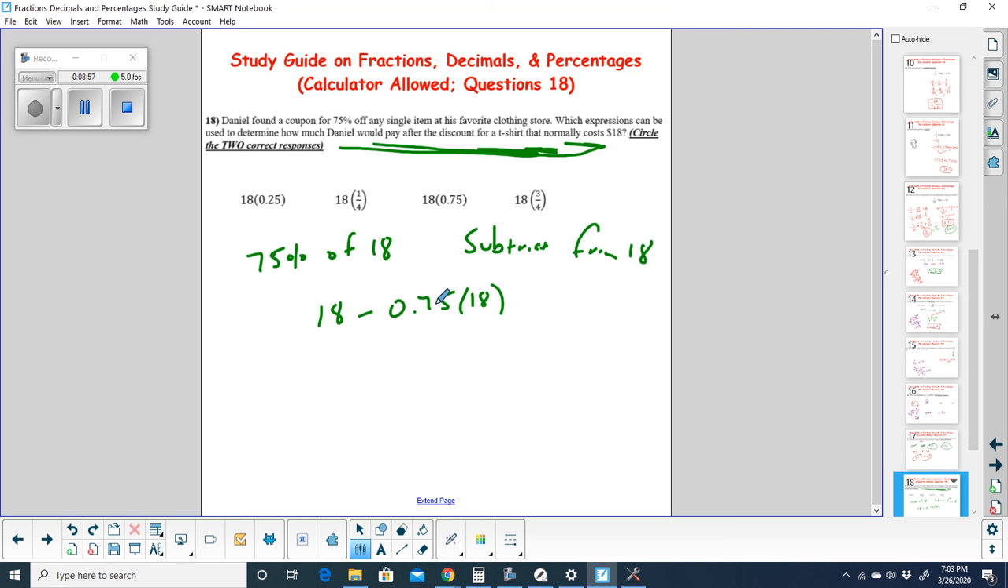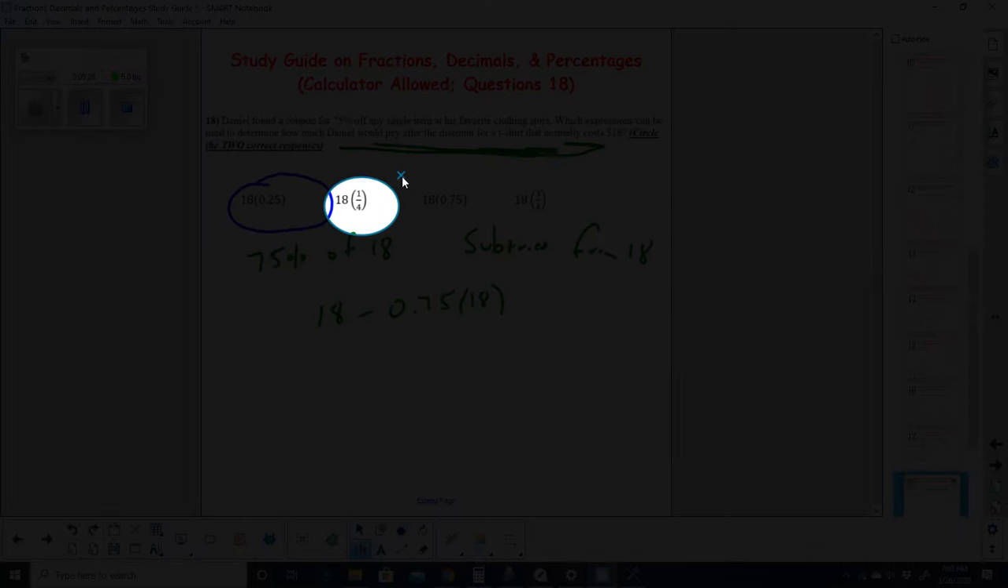The way to think about it is this right here is 75% of 18, right? That's just the discount. If you think about it, if you knock off 75%, you pay 100% minus 75, so you pay 25% of the original. And that's what we're asked to find, what you pay. So which is 25% of the original? This one here, and 1/4 of 18, this one here. These are both answers.